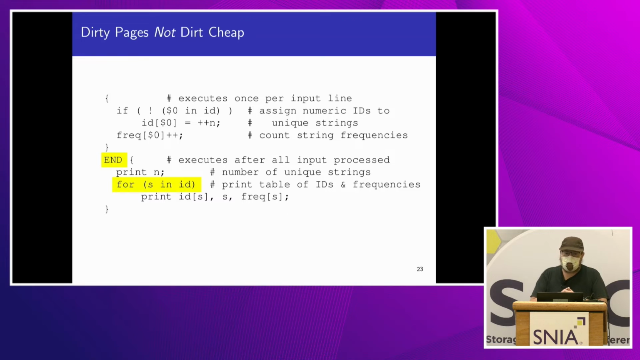Well, remember the end block of our little awk script where we print out the daily summary report? From a logical standpoint, that's a read-only operation on the two associative arrays involved. But it turns out that gawk implements the for loop here in such a way that many, many pages of the persistent heap are modified as a side effect of walking through the associative arrays. The performance hit at sync time that we saw on the previous slide is a consequence.